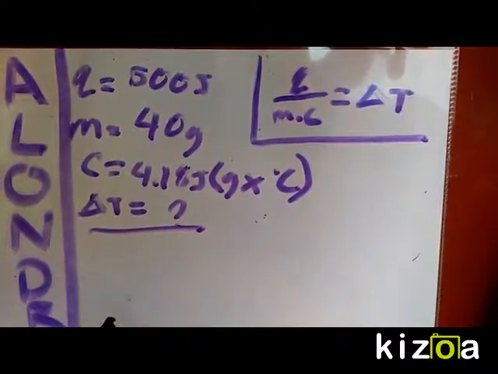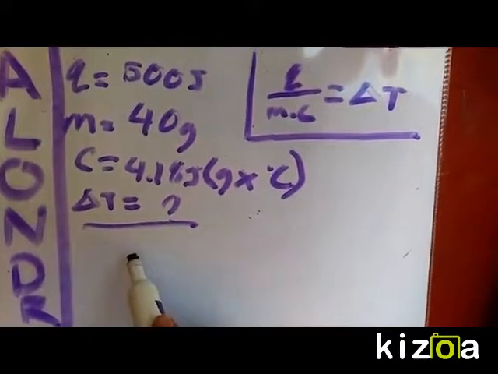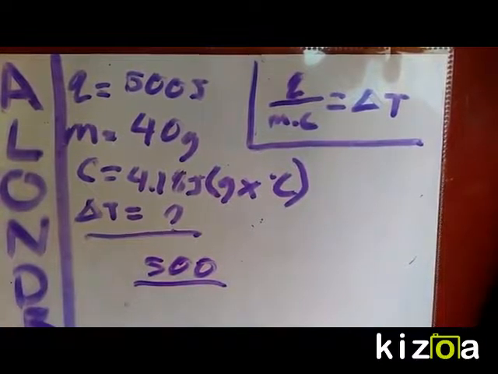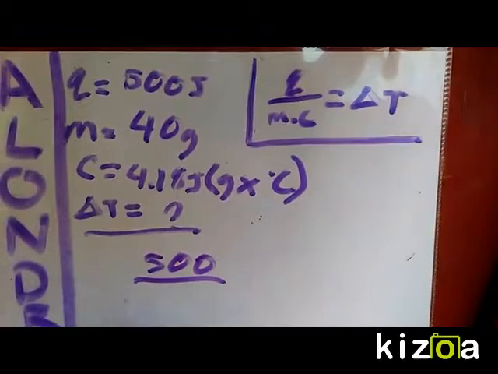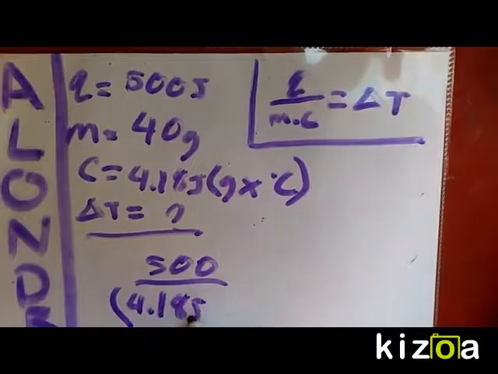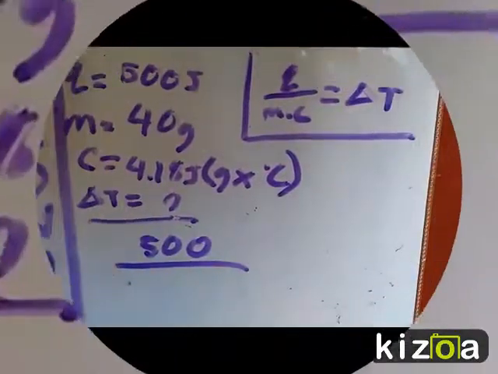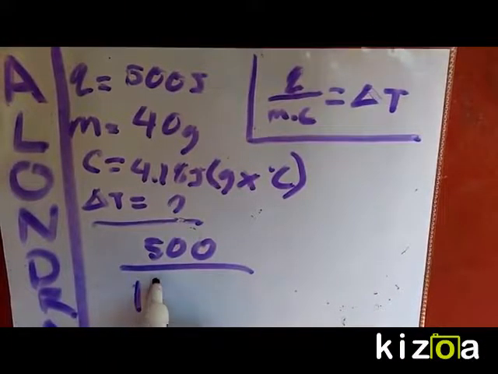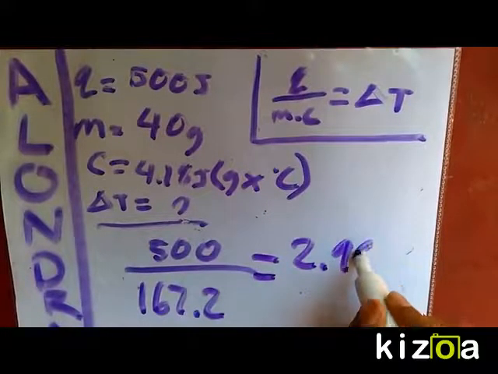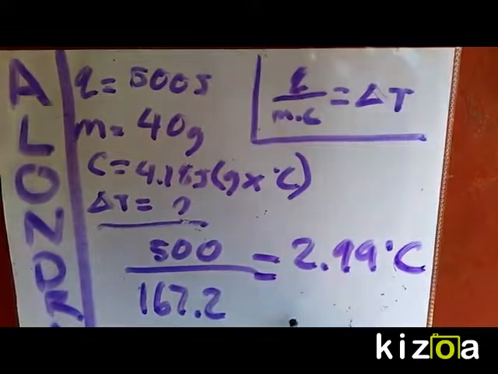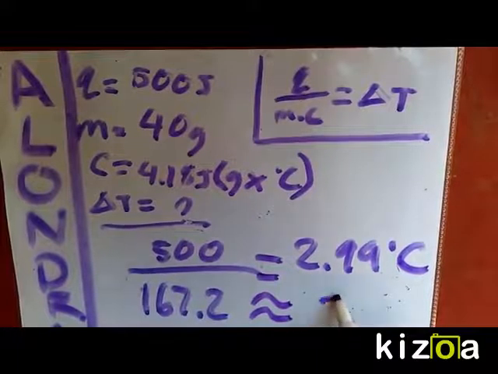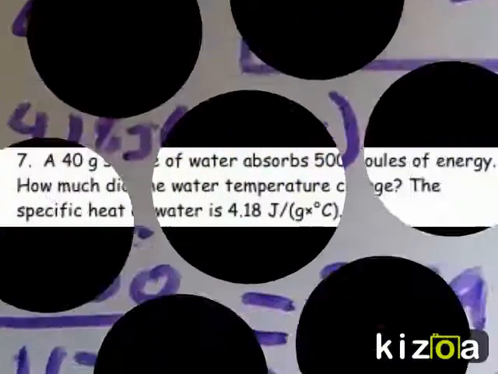So then we plug the variables into this formula. Q is 500, and we're going to put M, which is 40, times 4.18 joules, and so we get 167.2, and this would equal 2.99 Celsius. So we have to round this, so it's approximately 3 Celsius degrees.